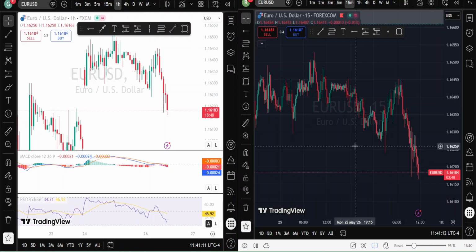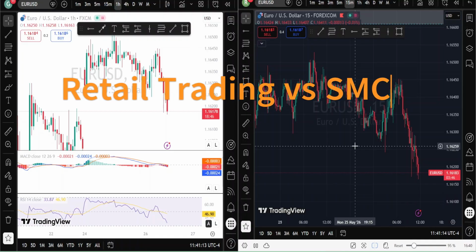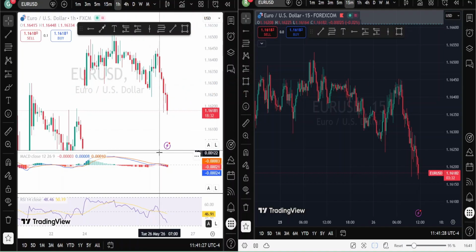If you've been trading for a while now and you're still losing money consistently, it's probably not because you needed another indicator or a new strategy. Maybe it's because you've been playing the game exactly the way the market is designed for retail traders to lose. The good news is that today we are going to change that.